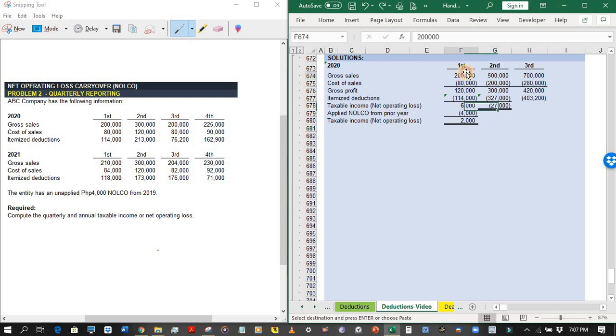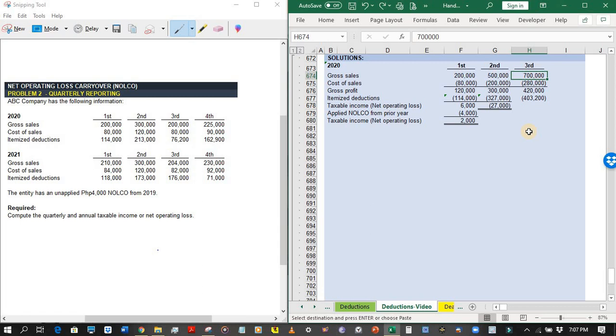So on the first quarter filing, it should cover information during the first 3 months. Then for the second quarter filing, it should cover the first 6 months of the taxable year. And for the third quarter, it should cover 9 months of information during the taxable year.